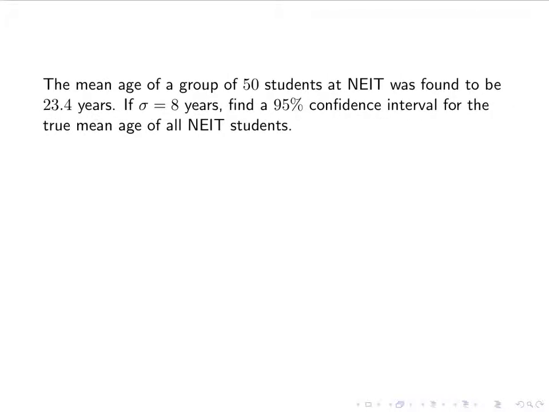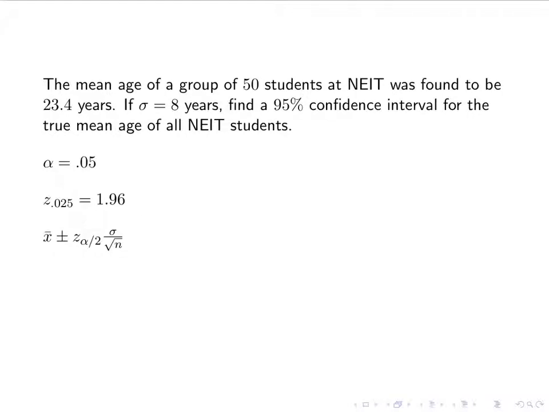And as our last example, the mean age of a group of 50 students at NEIT was found to be 23.4 years. If sigma is 8 years, find a 95% confidence interval for the true mean age of all NEIT students. So the first thing we have to do is find alpha. If the confidence level is 95%, then alpha is 5% or 0.05. So alpha over 2 is 0.025. And z sub 0.025 is 1.96. And again, this is coming from Excel, or you'll get close to it if you use the table.